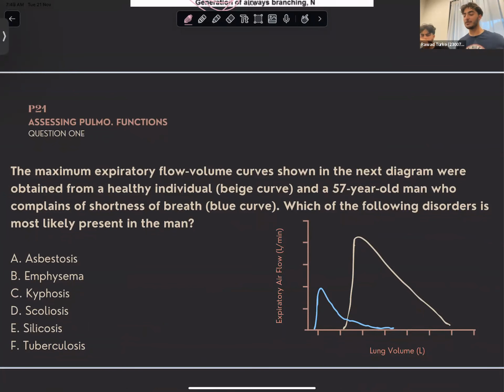Okay, next lecture, assessing pulmonary functions. The maximum expiratory flow volume curves shown in the next diagram were obtained from a healthy individual, that's the beige curve, and a 57-year-old man who complains of shortness of breath, that's the blue curve. Which of the following disorders is most likely present?